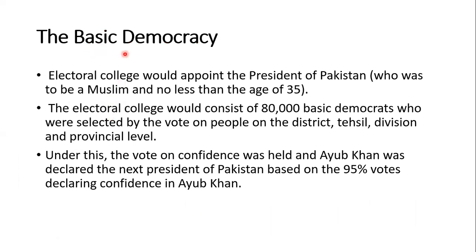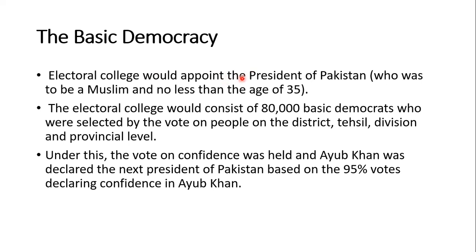Ayub Khan introduced basic democracy. It is called BD members. Clear? Basic democracy meant there were no direct elections of national assemblies and provincial assemblies. Directly, the municipal corporation and municipal level councillors were involved. With this system, Ayub Khan was selected as president. Clear? And the Electoral College would appoint the president of Pakistan, who was to be a Muslim and no less than 35 years of age. The basic democracy system Ayub Khan introduced was of local councillors at the Union Council level. They would not select the prime minister; they would directly select the president.